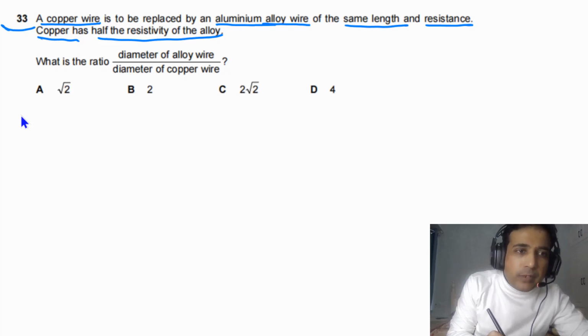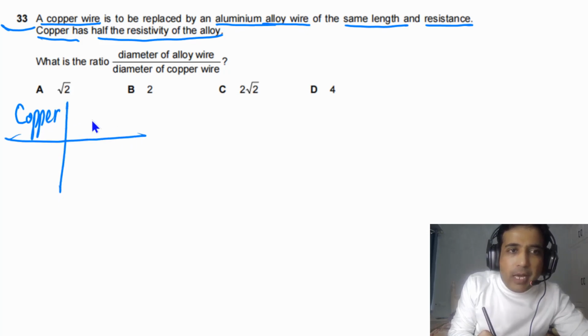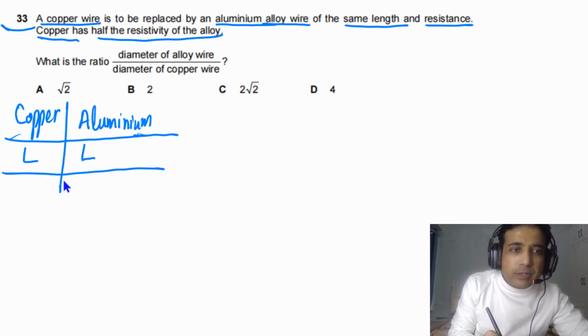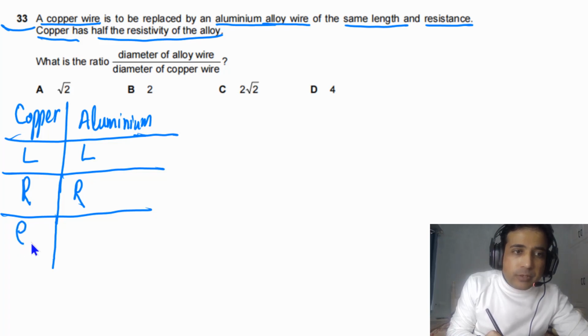So we can make one small table first of all. We can write down for copper, and we can write down for aluminum. So we have the aluminum wire on the other side. For this one, it is given to you L, and these two wires have the same length, so we can say L. They also have the same resistance, so the resistance is also the same. And the resistivity of copper is half. So if we take the resistivity of copper as rho C, the resistivity of aluminum has to be 2 rho C, double.